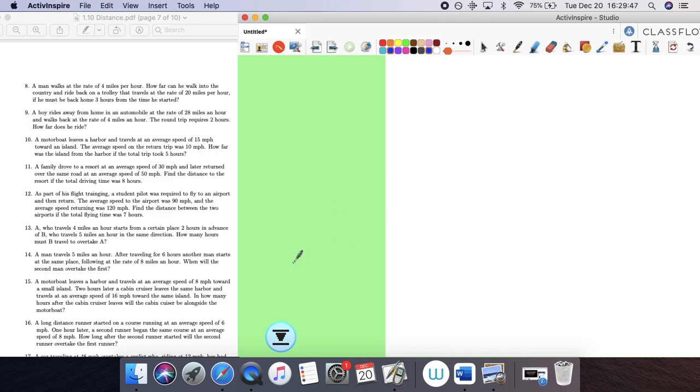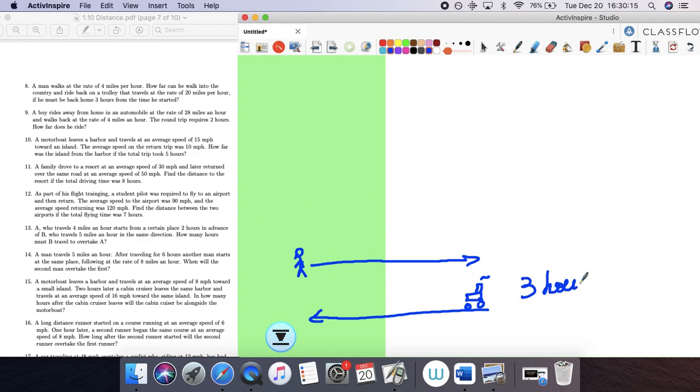So you've got to understand the question. So here's the guy, right? He's going to walk. And then on the way back, he's going to take the trolley. Oops, I should point that the other way. So, trolley. I don't know how to draw a trolley. Right? So, he's going to walk. The thing is, this whole trip has to take 3 hours. So, how far can he walk?